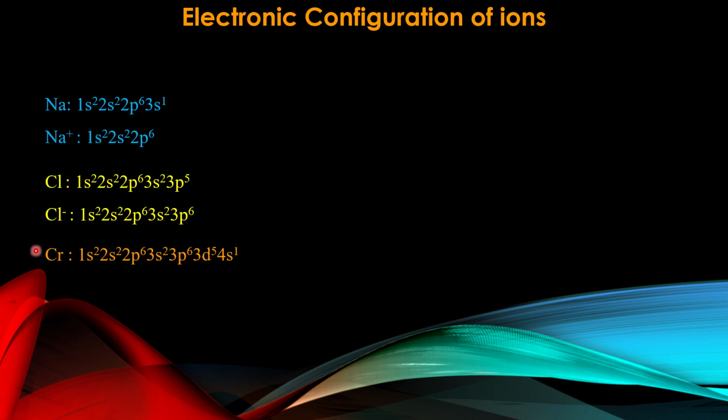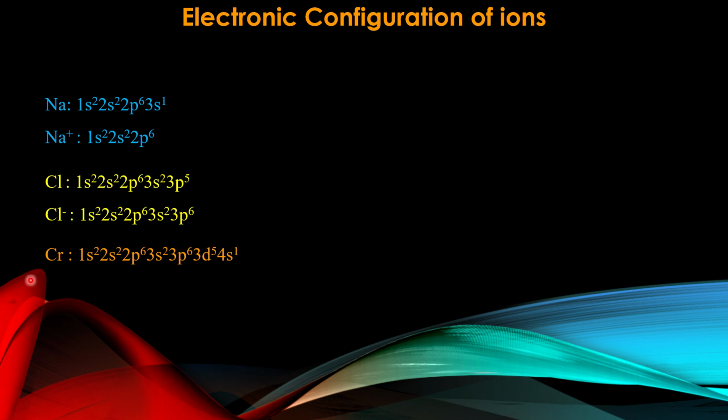Now, the electronic configuration of chromium is 1s2, 2s2, 2p6, 3s2, 3p6, 3d5, 4s1. Dear student, look here at one thing. The last electron comes on the d orbital, isn't it? But when chromium releases an electron, it releases from the 4s orbital at first.